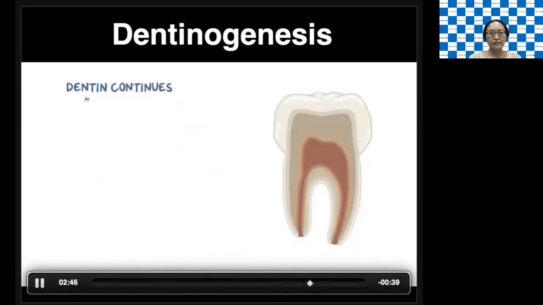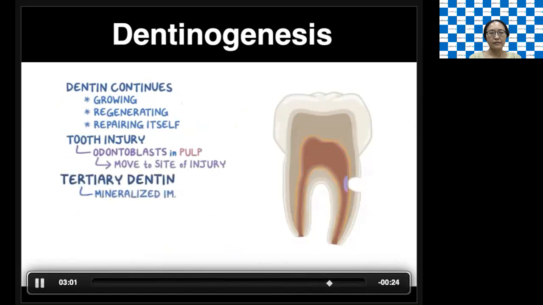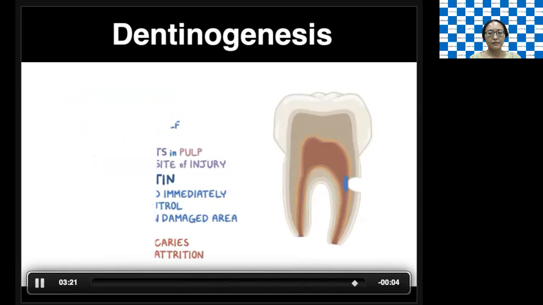Unlike enamel, dentin keeps growing, regenerating, and repairing itself throughout our lifetime. So when a tooth is injured, odontoblasts residing in the pulp move out and head to the site of injury. Once they get there, they start rapidly producing what's called tertiary dentin and mineralizing it immediately. Tertiary dentin is used for damage control in order to strengthen the damaged area. Think of the injury as a crack in a dam. It needs an injection of concrete immediately. That's why tertiary dentin is found at sites like dental caries or dental attrition, caused by excessive wear of the teeth. All right, as a quick recap.